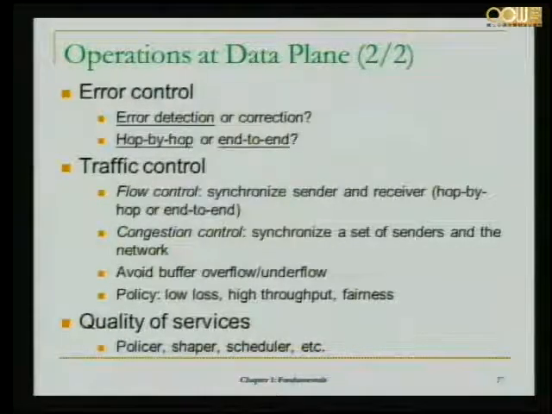And you have error control, which does error detection and error correction. Another issue is whether the error control should be hop by hop or end-to-end. The internet says both. We will see in the next session why we need both. And you have traffic control, which does flow control and congestion control. You do this because you want to avoid buffer overflow or underflow. Overflow means the queue is full, and underflow means the queue is empty.